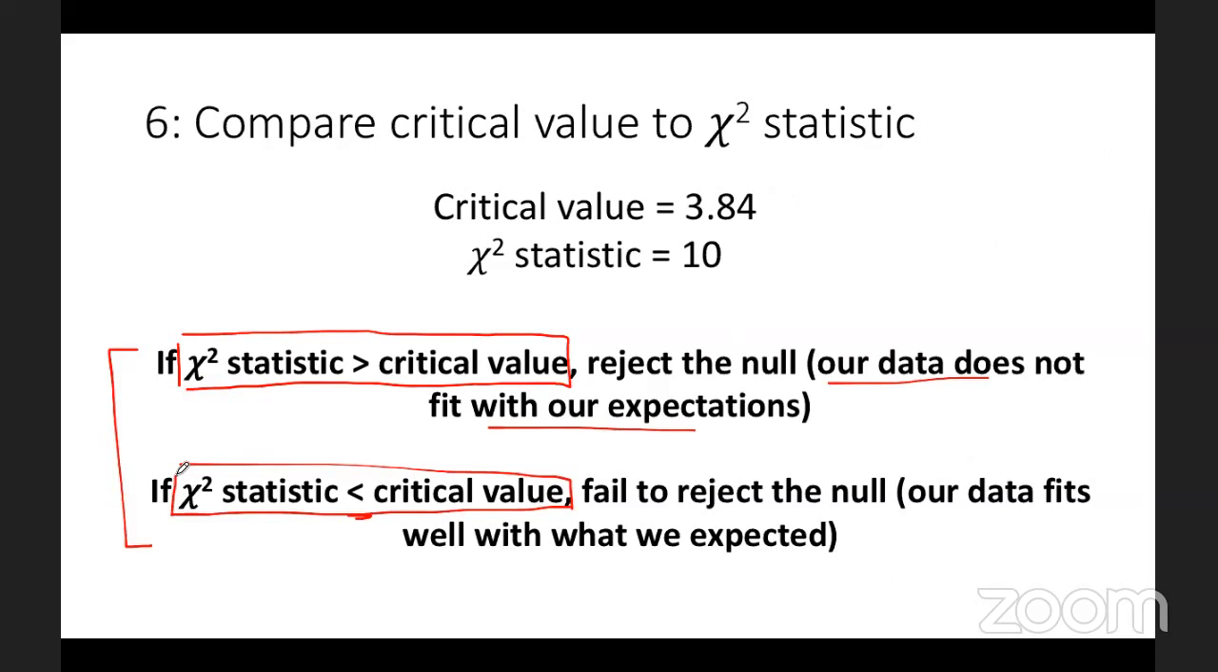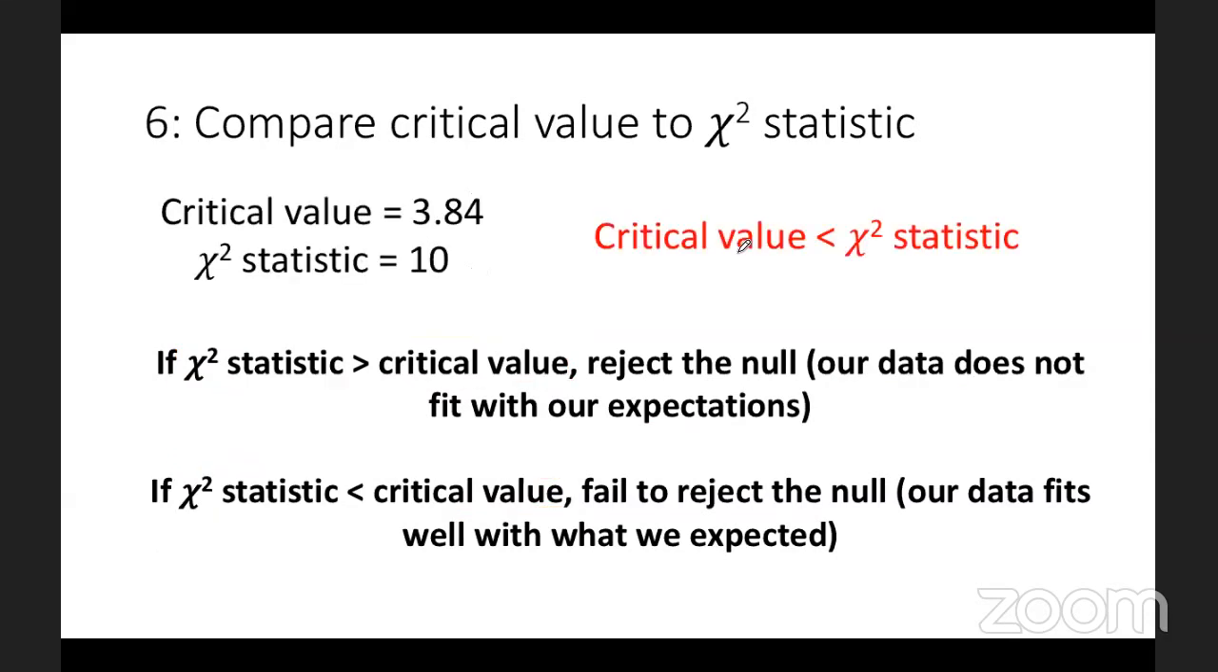Okay. In this particular case, our critical value is 3.84 and our chi-square statistic was 10. And so our critical value is less than our chi-square statistic, which fits our first scenario, which means that we can reject the null. In other words, the coin that we were tossing, that difference, so, flipping the 550 and the 450, is a little bit too extremely different from our expectations to accept that this was a fair coin.